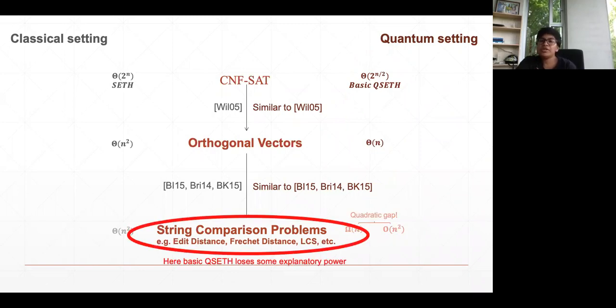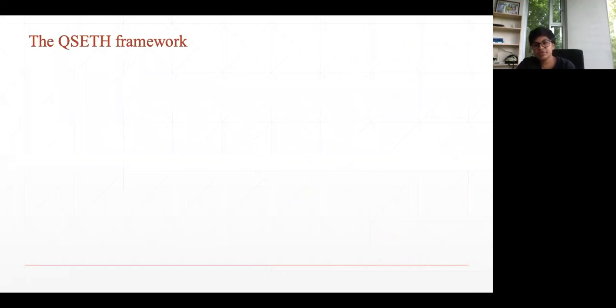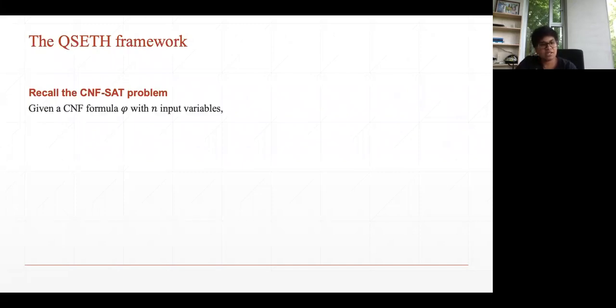So this motivated us to give the QSETH framework. What we noticed is, let's recall the CNF-SAT problem once more. We have this CNF formula with n input variables. We want to know if there's an assignment that satisfies this formula, right?